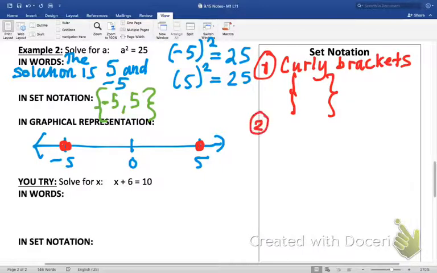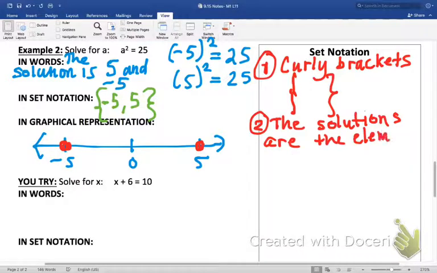The next thing is we call the solutions the elements of the set. So we can say the solutions, and this is just our vocabulary of sets, are the elements of the set.